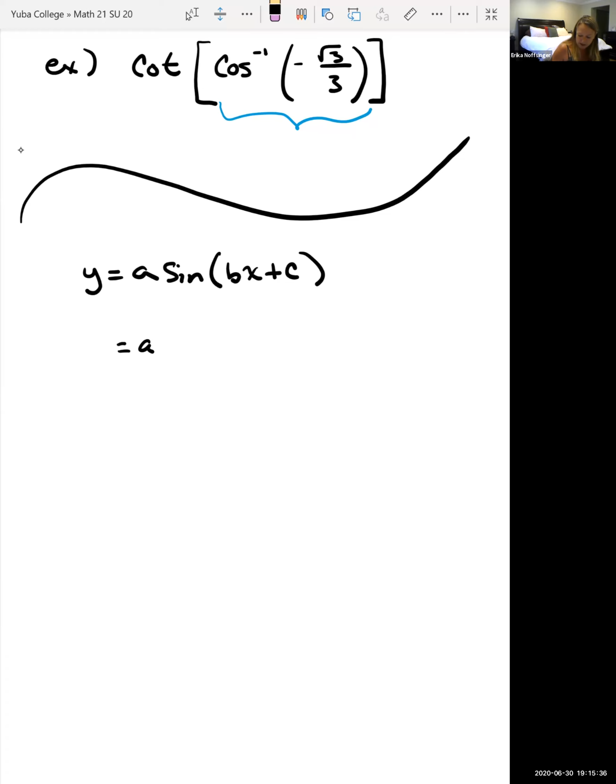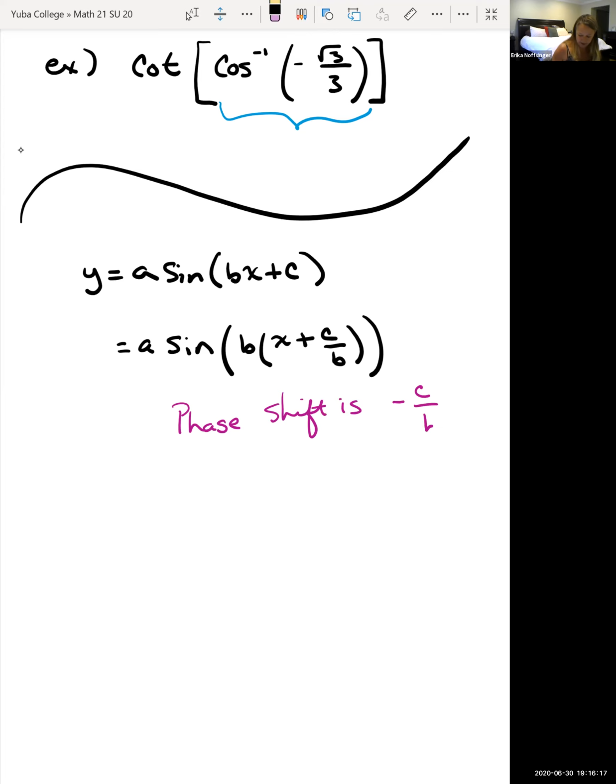So think about it this way. If we factor out a b from both of these terms inside of our argument, that would leave you with an x term for the first term. But in order to get this to be c, when we distribute that b, that would be the same thing as c over b. If you're thinking about transformations, it was the opposite. So the phase shift here is negative c over b.